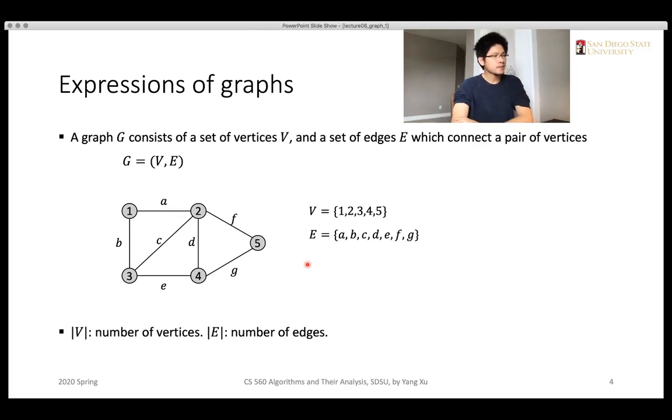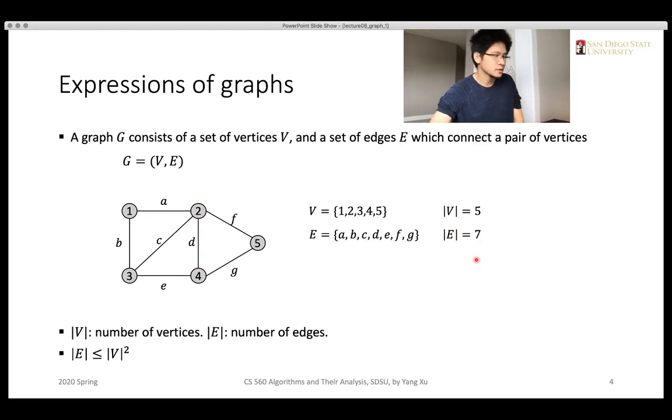We'll use the notation of the size of a set to indicate the number of vertices or number of edges. So we put the capital V between these two vertical bars, and this indicates the number of vertices, and E between these vertical bars is the number of edges. So in this particular case, we have 5 vertices, so the size of V is 5, and we have 1, 2, 3, 4, 5, 6, 7 edges, so the size of E is 7.